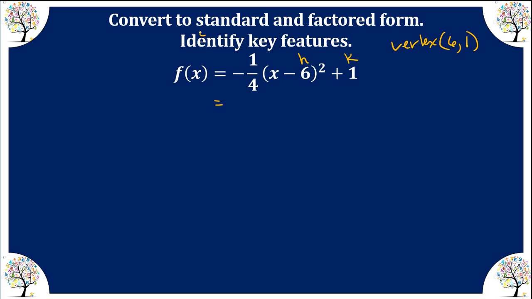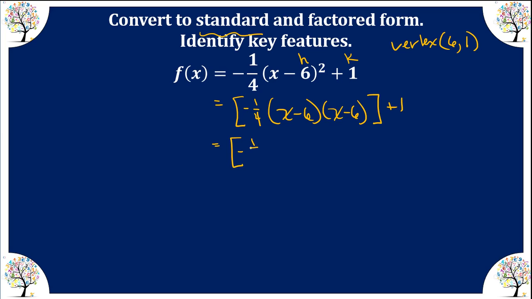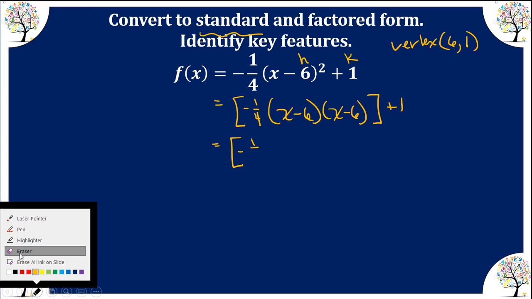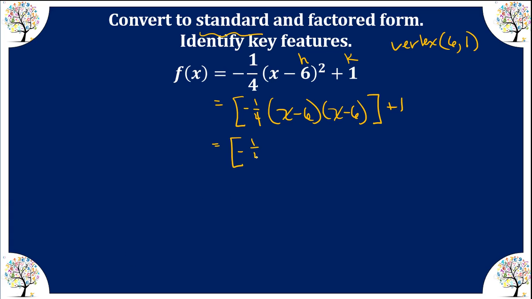Now to convert to standard, we simply apply order of operations. We are going to use some grouping symbols. We're going to do the exponent first, and you have to expand it out. We are going to multiply x minus 6 times itself. Whoops, that is supposed to be -1/4. And when we multiply a binomial times itself, we get a perfect square trinomial.